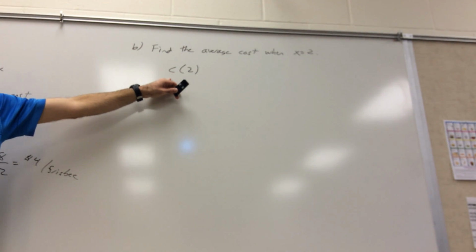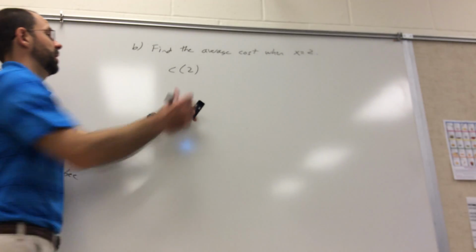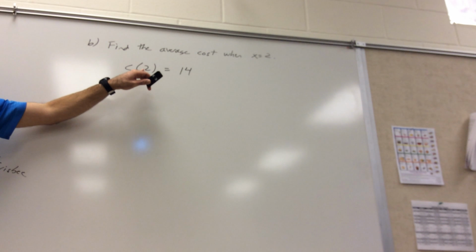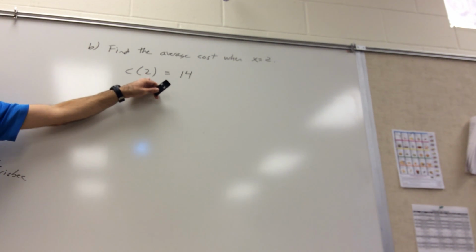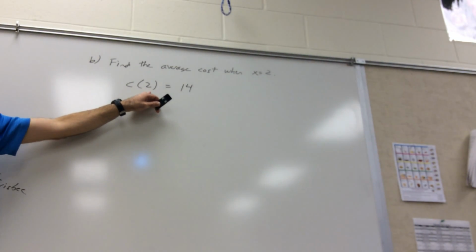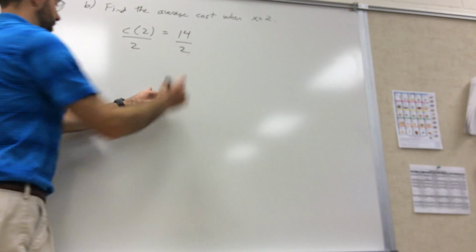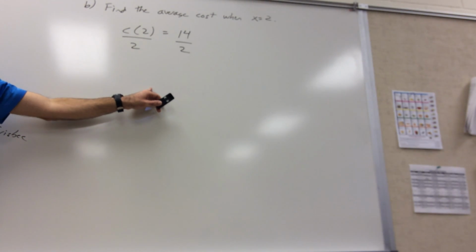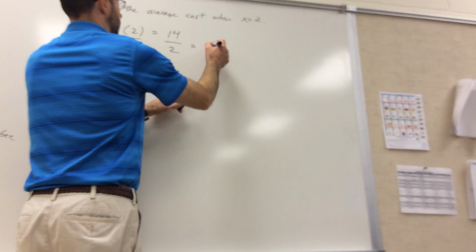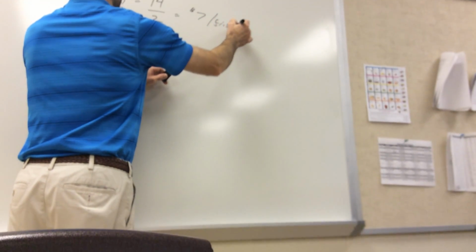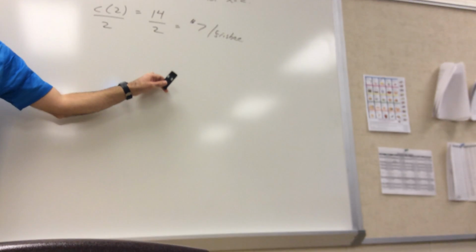So I'll plug 2 into the cost function, and that comes out to 14. So this means it costs $14 to make 2 Frisbees. Then on average, if you divide that by 2, that'll tell you on average it costs $7 per Frisbee to make 2.